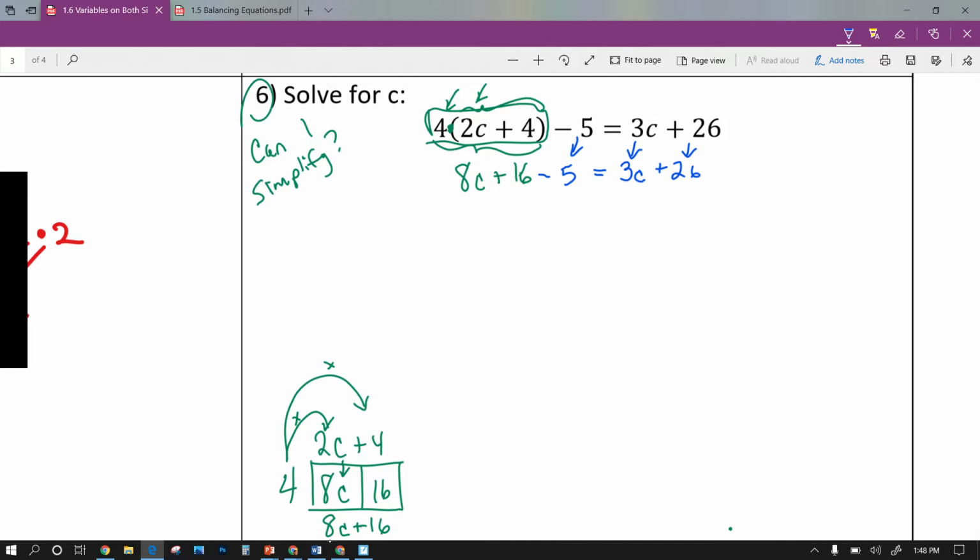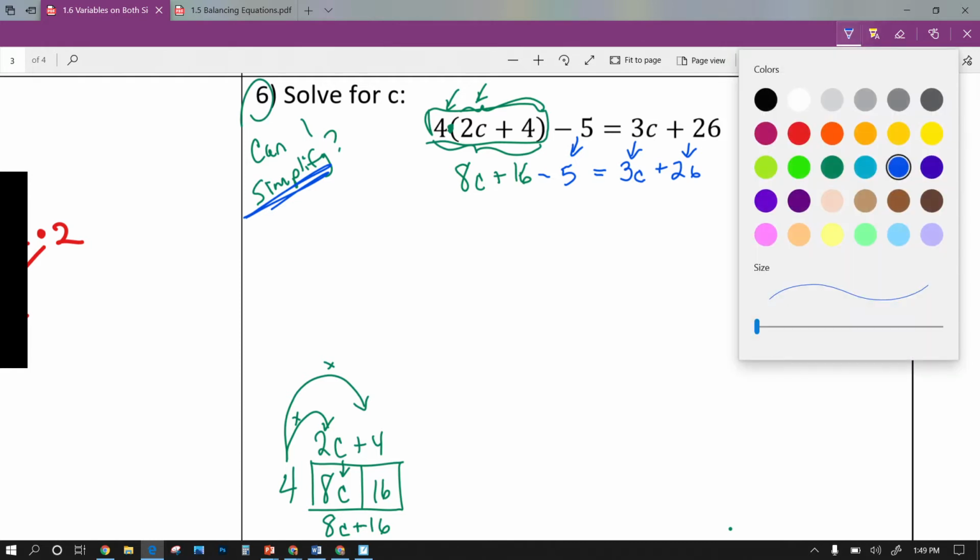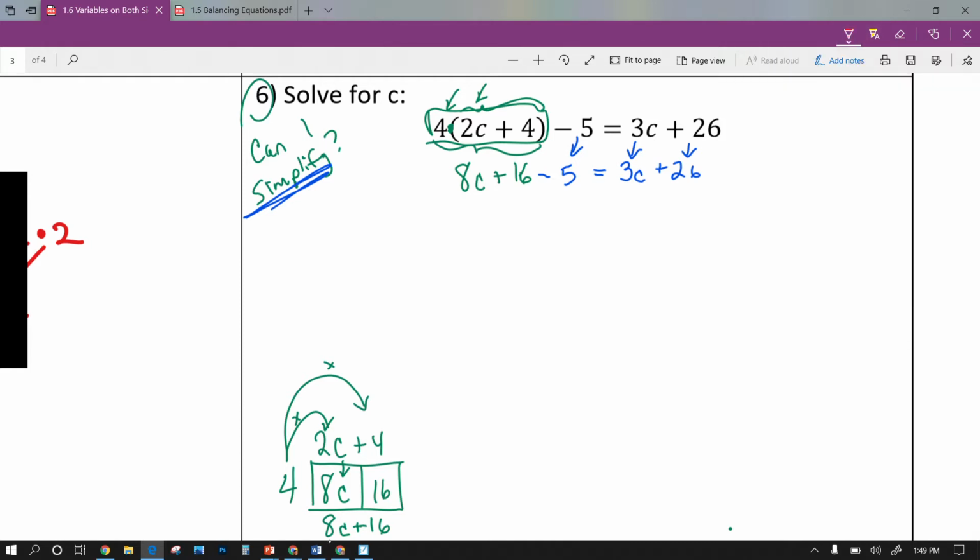So I'm going to once again ask myself, what can I do to simplify this equation? And now I can see that I might have some like terms. So I have a bunch of terms that do not have a variable. I have a plus 16, I have a minus 5, and I have a plus 26. All of those terms do not have variables. So I can combine some of those. I can say, all right, I've got a 16 and I'm going to subtract 5 from it. That's going to give me 11.